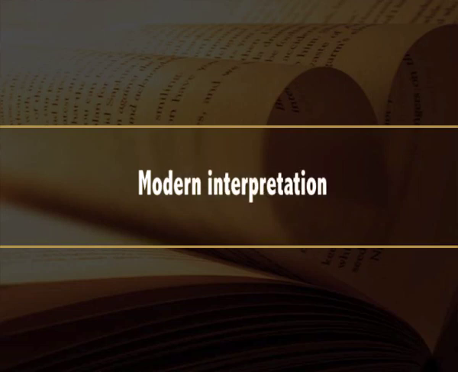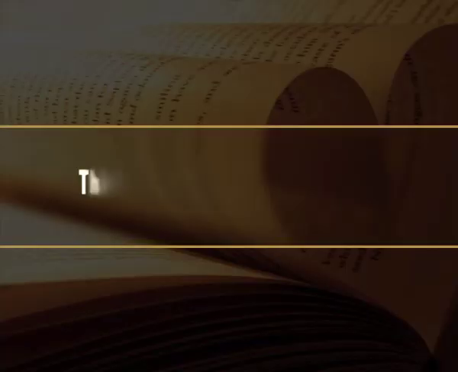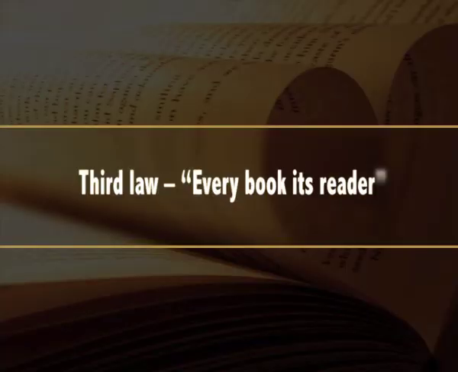Coming to the modern interpretation of the second law, the modern interpretation is every user and his or her information. The modern implication of this law is the application of modern computerized current awareness and SDI services. The RTI Act enacted by Government of India in 2005 can be treated as one of the implications of this law. Now let's have a look over the third law, that is every book and its reader.